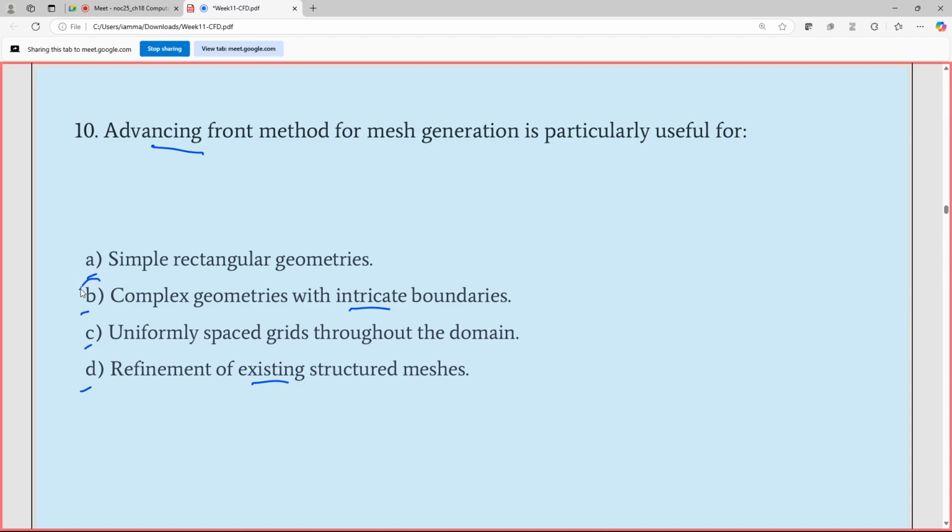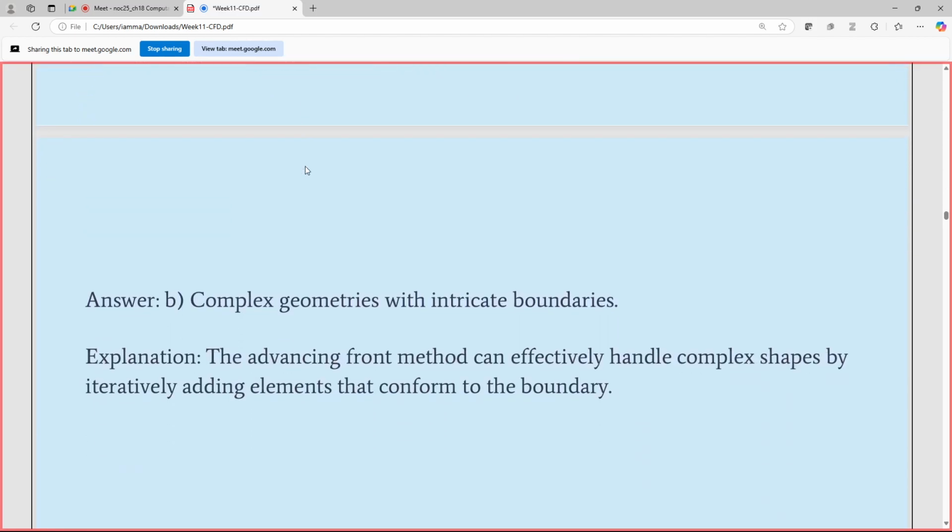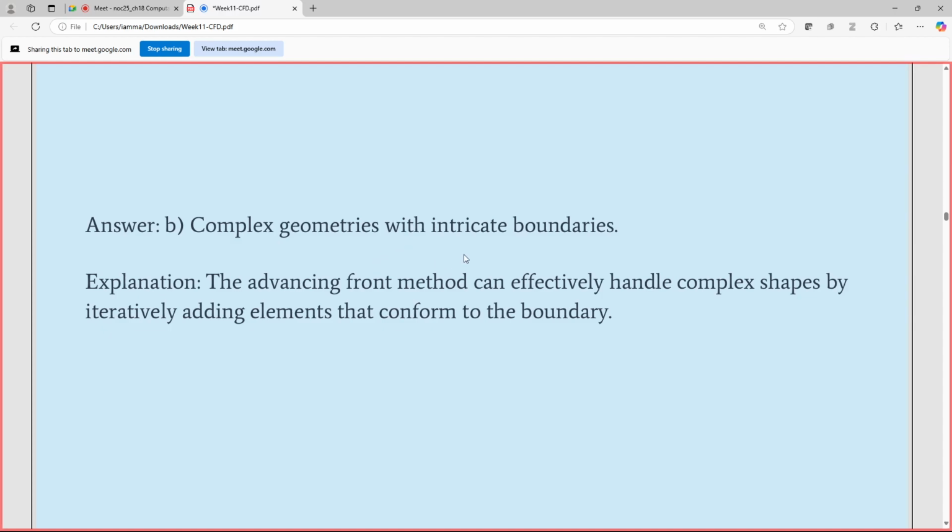So the answer is option B, complex geometries with intricate boundaries. The advancing front method is another type of mesh generation method where the meshing starts from one particular boundary and advances, keeps on refining to the other sides. Whereas in Delaunay methods, all the boundaries should be accorded first. So our answer is option B: complex geometries with intricate boundaries.